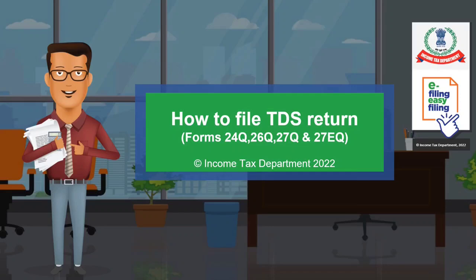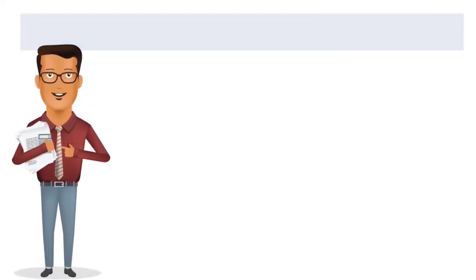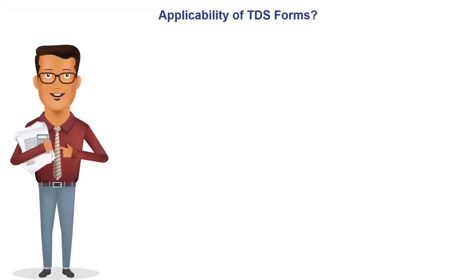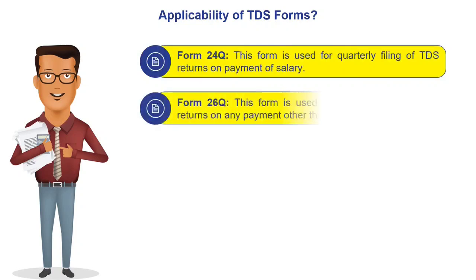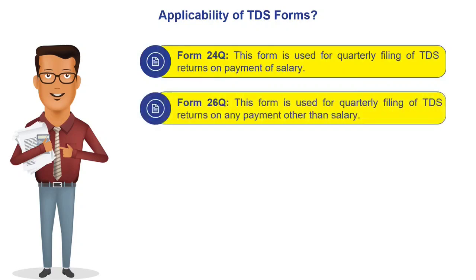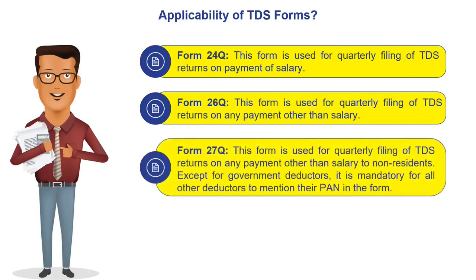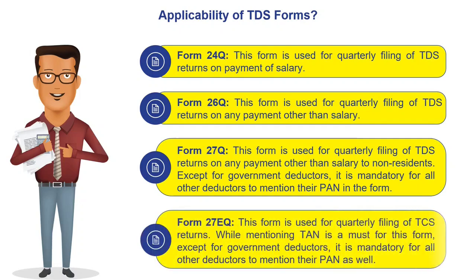the e-filing portal. Form 24Q is applicable for quarterly filing of TDS returns on payments of salary. Form 26Q is applicable for quarterly filing of TDS returns on payments other than salary. Form 27Q is used for quarterly filing of TDS returns on payments other than salary for non-residents. Form 27EQ is applicable for quarterly filing of TCS returns.